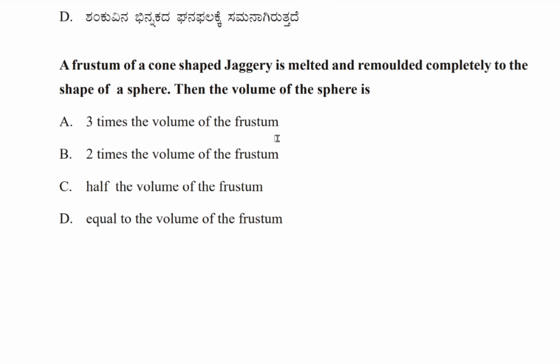The question is, if frustum of a cone shaped jaggery is melted and remolded completely to a shape of a sphere, then the volume of sphere will be. The question is very direct and simple. When you convert a solid from one shape to another shape, the volume will be always same. Volume will not change. Therefore, correct answer is option D, equal to the volume of the frustum.